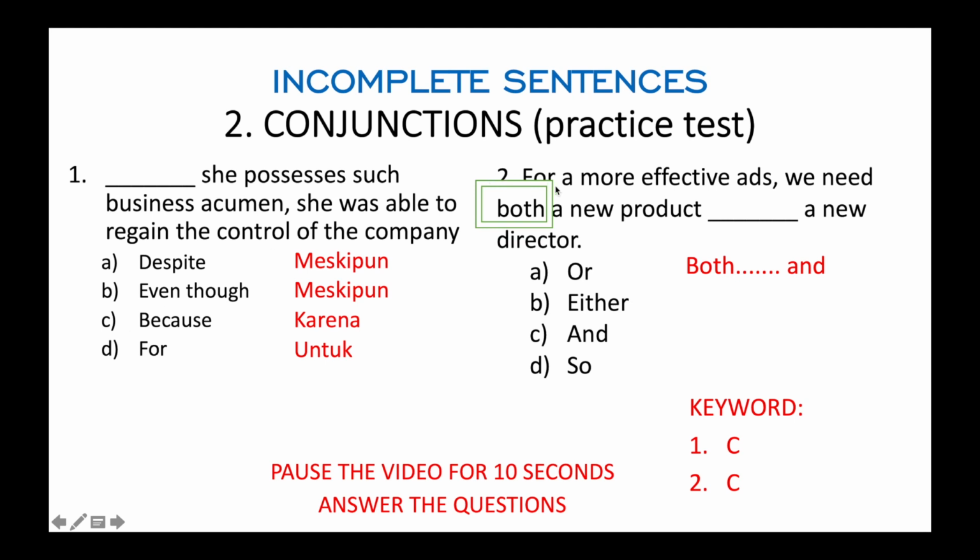Meanwhile, for the number two, for a more effective ads, we need both a new product and a new director. Nah, both should be using and. Why? Because this is the most relevant one. Keduanya both, berarti yang pertama itu harusnya apa? And then it should be linked with and. Done, and then what is the answer? A new product and a new director. Now you cannot choose or either, since these are different meanings.